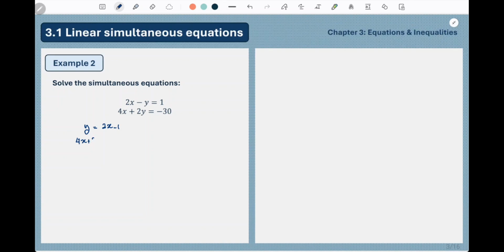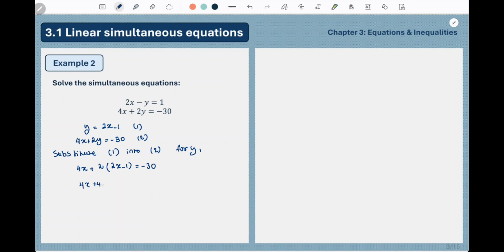4x plus 2y, this is the equation that I'm going to be substituting in. Let's call this 1 and this is 2. So substitute 1 into 2 for y. So 4x plus 2, so the y becomes 2x minus 1, equal minus 30, and hence we ended up with only x as a result.